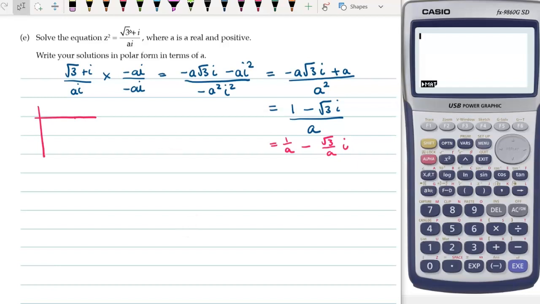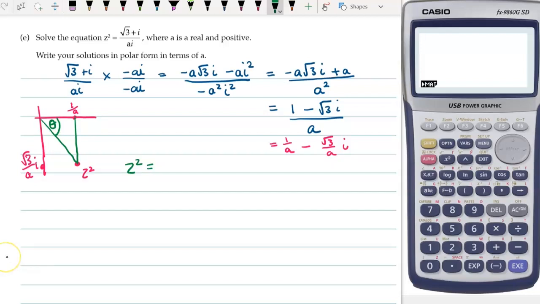So in the x direction, we go over by 1 over a, and in the y direction, it will be root 3 over a. So we are somewhere like this. Then our triangle to get there looks like this, and we have theta just there. So z squared in polar form will be the modulus and then the angle.